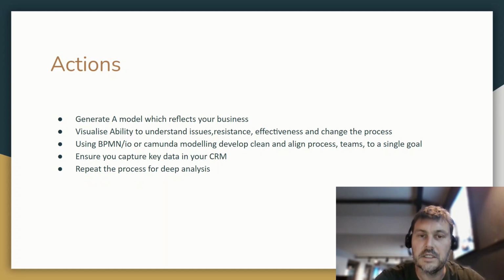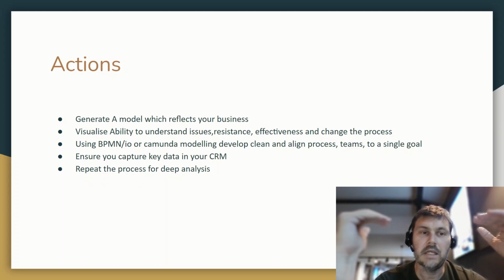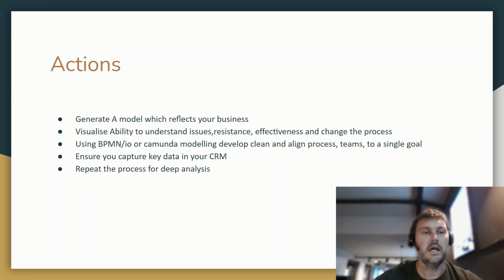So once you've created the process model, you'll be able to analyze it and look at intensity graphs, where resistance is and where effectiveness is, and then using a tool like BPMN, Camunda to develop and create a clean model for aligning your processes, your teams to a single goal. So it's being able to clean up what exists now and create the top level plan. Once you've got the top level plan, you can then filter down into more details into your team.